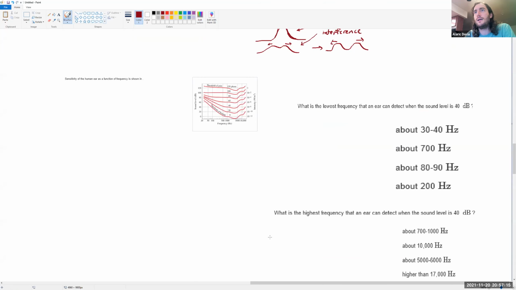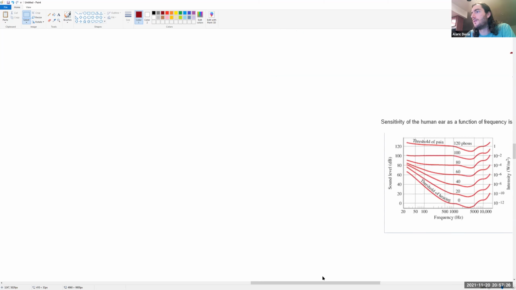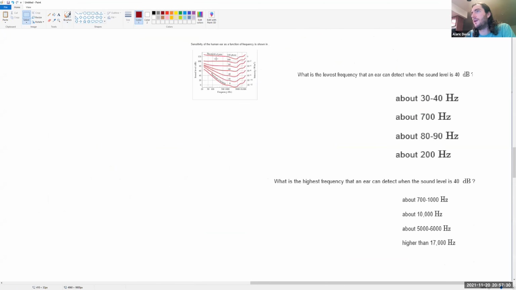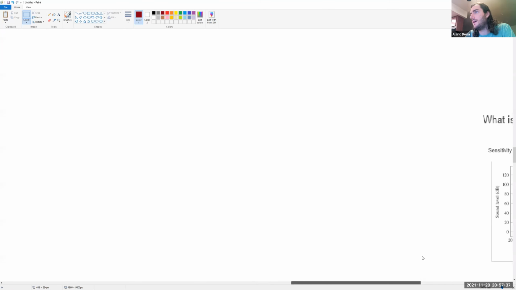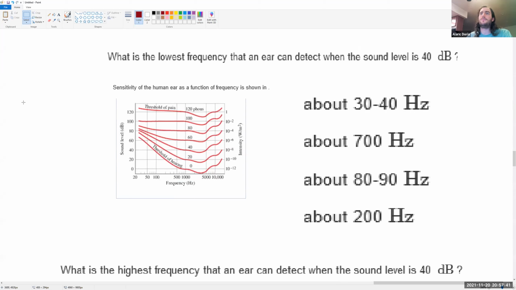And it looks like we'll have to bring this over here so we can see. So we have a question now from the chapter 12 material. So we've gone all the way down from 9 to 12 now, the last chapter. We have a plot here which shows the sensitivity of the human ear as a function of frequency. What is the lowest frequency that an ear can detect when the sound level is 40 decibels?